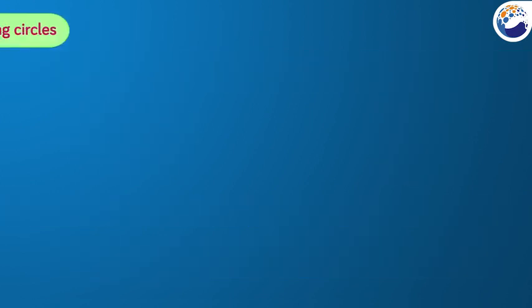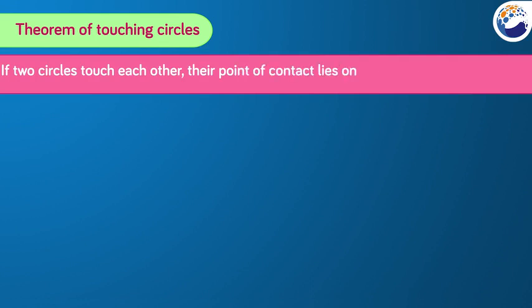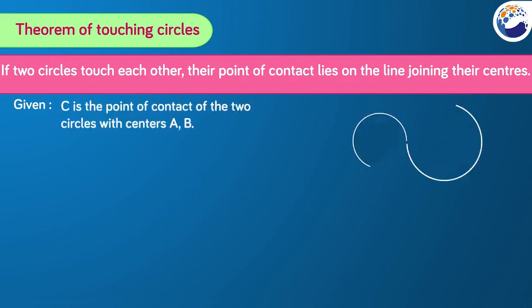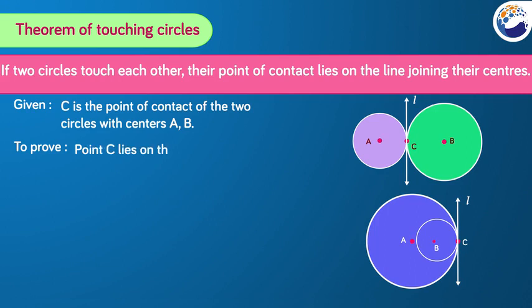Theorem of touching circles. If two circles touch each other, their point of contact lies on the line joining their centers. Given C is the point of contact of the two circles with centers A, B. To prove, point C lies on the line AB.